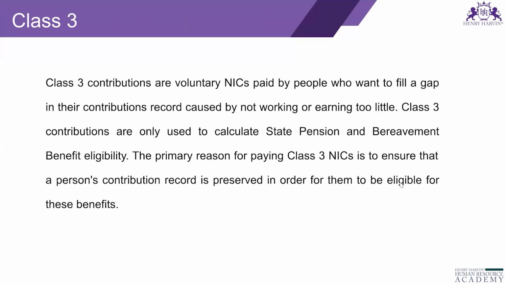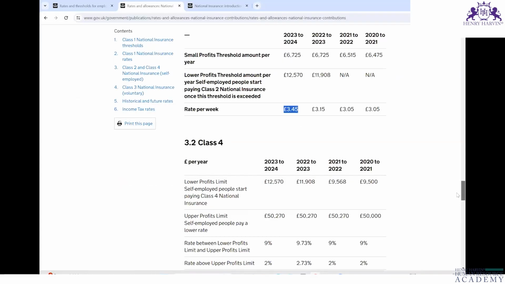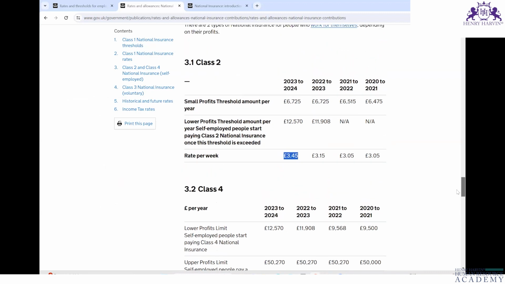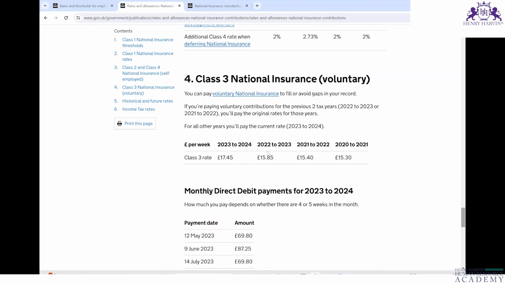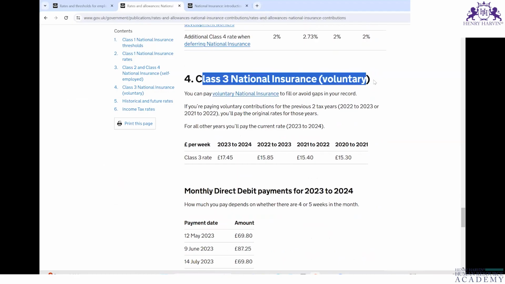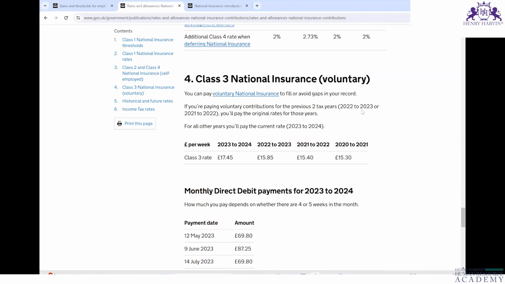Now, this is not related to payroll, like how much they contribute, how they contribute. That's the reason I'm not explaining it to you, but if you want to see, I can show you the rates here. This is where the employee directly contributes with HMRC. Okay, they pay directly with HMRC. If you see here, class 3 national insurance contribution, voluntary. Okay, if you're paying voluntary contribution for the previous 2 tax years, you'll pay the original rates for those years. Okay, for all other years, you'll pay the current rate.